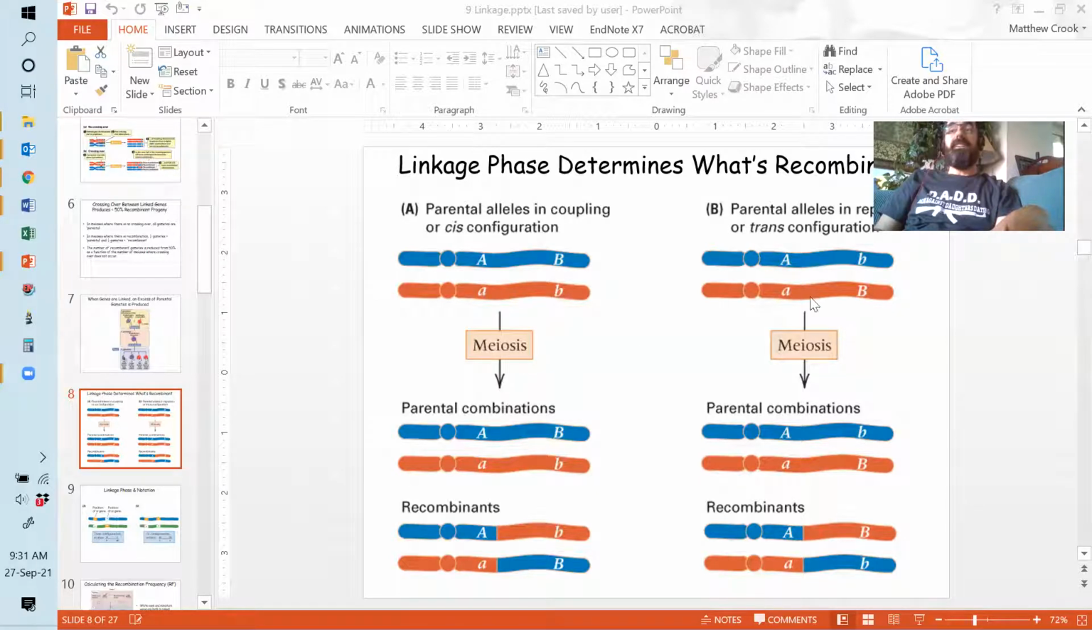Trans linkage, they're on different chromosomes. Well, not different chromosomes, you get different combinations.